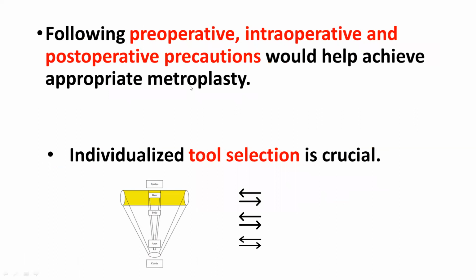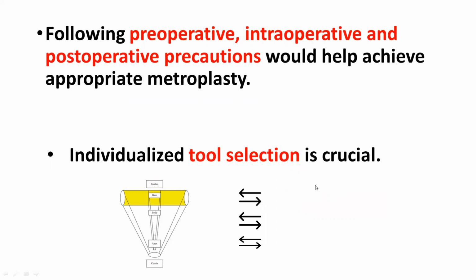Following pre-operative, intraoperative, and post-operative precautions would help achieve appropriate metroplasty, and you have to individualize tool selection. This is important. Don't use a cystoscope in all cases. Don't use scissors in all cases. No, you have to individualize. For this patient, I'll use flexible scissors because it's a thin, incomplete septum, for example. For this patient, I'll use rigid scissors because it is a thick, complete septum. For this patient, I'll use bipolar because of proximity to the tubal ostia and Darwin striate.